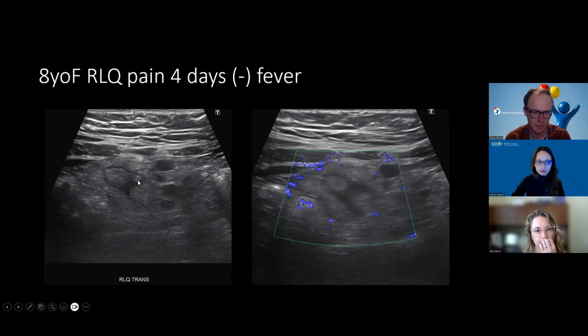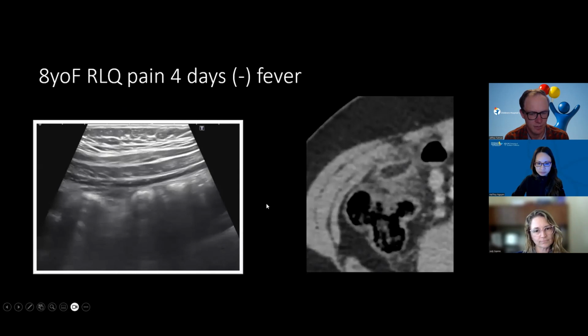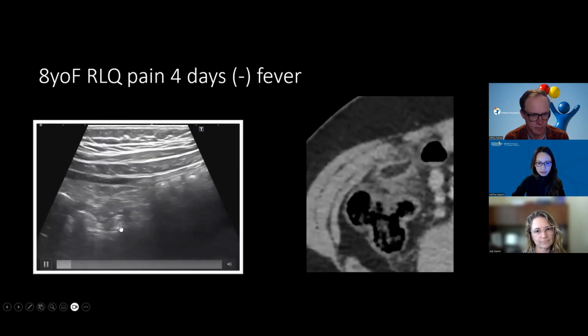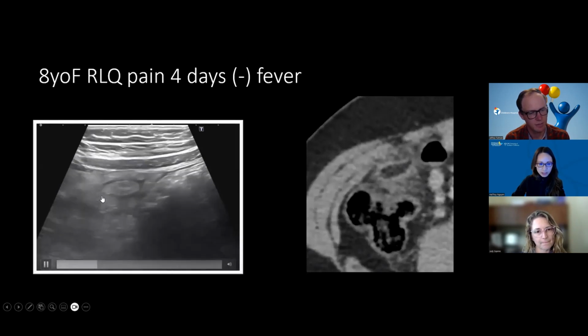But there is maybe an ovoid structure. It's not quite tubular, but there is some other density here, with a thin rim of hypoechogenicity. And then we tried to put color on this. It looks a little blurry, because I can't remember if it was from a cine clip or not, but there's no true blood flow within it, essentially is the conclusion.